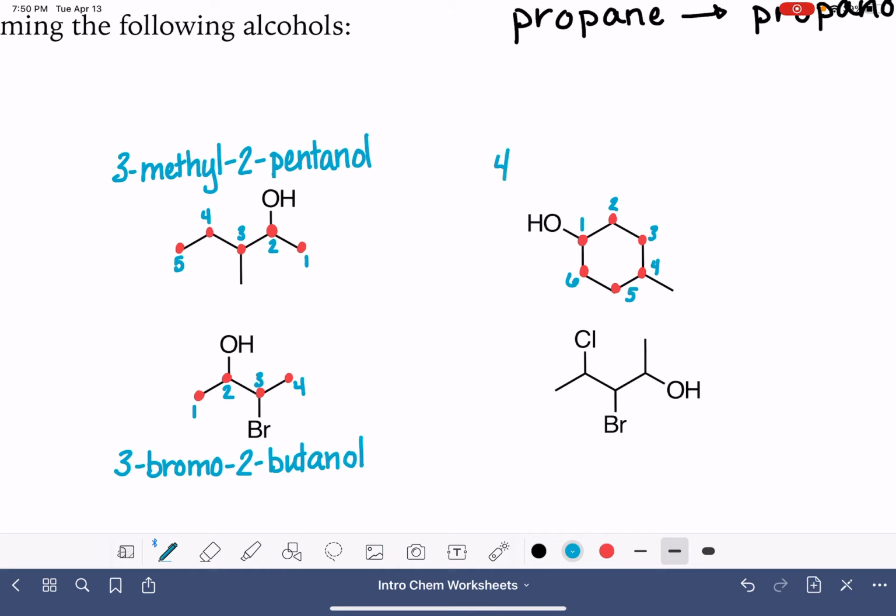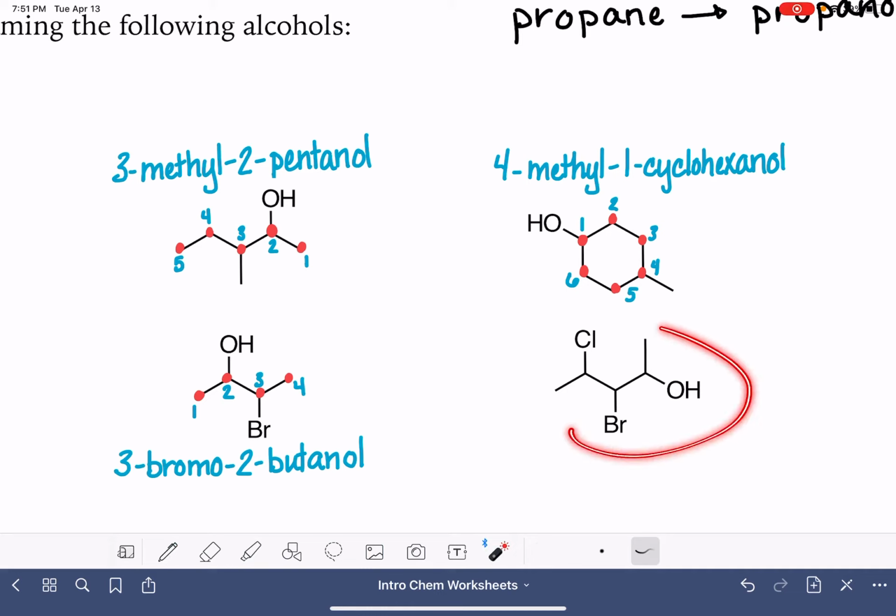Now we're going to locate our substituent and name it. It's on carbon number 4, and it is a methyl. Now we're going to locate our alcohol. It's on carbon number 1, and say the name of the molecule, cyclohexane, except that we're going to drop that E and replace it with OL. 4-methyl-1-cyclohexanol. Here's our last example.